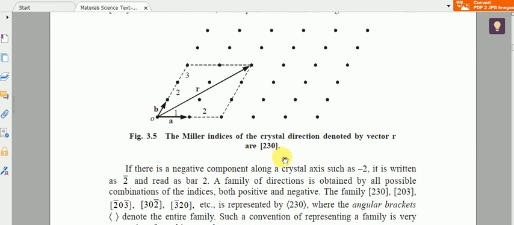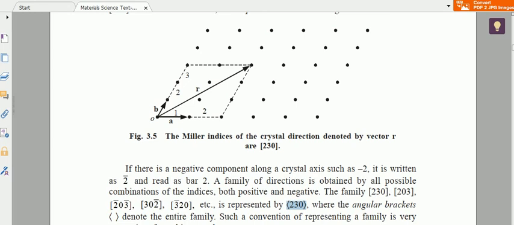There can be [2 0 3], [2 bar 0 3 bar]. This bar represents -2, -3, like that. Such various types of directions can be represented like this. Or this is a family of directions. It can be represented by an angular bracket, <2 3 0>. The angular brackets denote the entire family of directions.